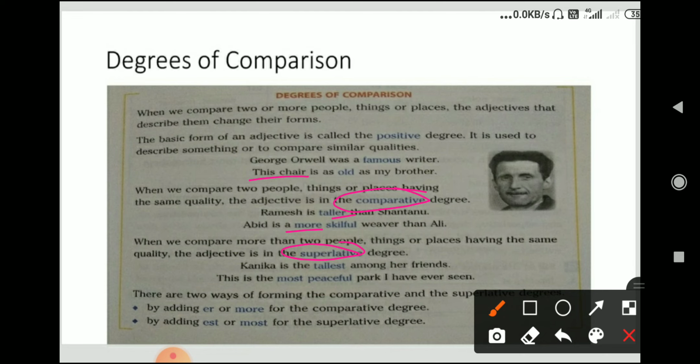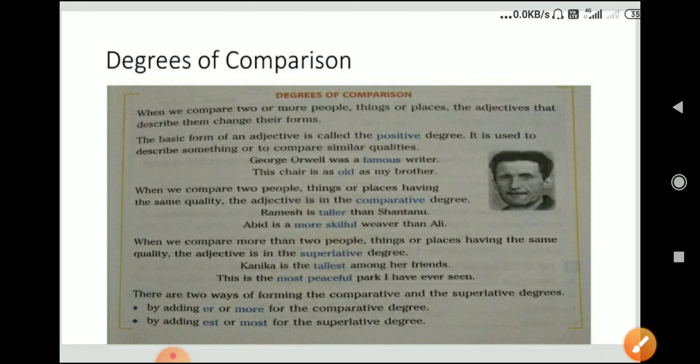Again, like the comparative degree, whichever word you join er to, to the same word you have to join est, and the same condition is there. If the word carries one vowel, join est. If more than one vowel, join most. So in this way you can write the degree of comparison.